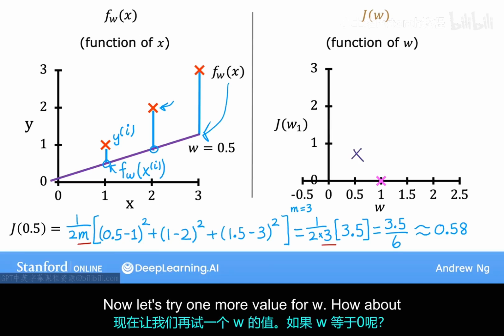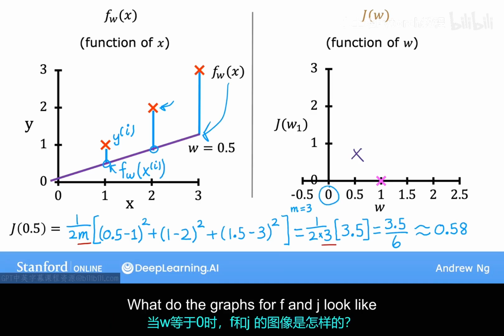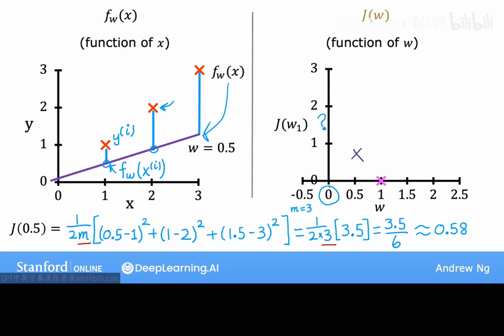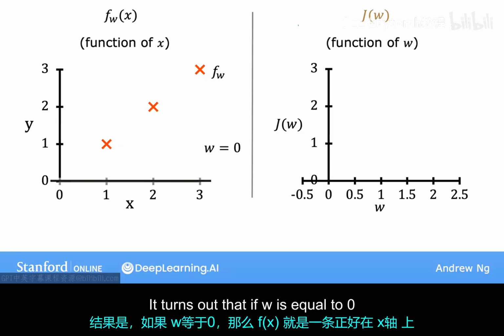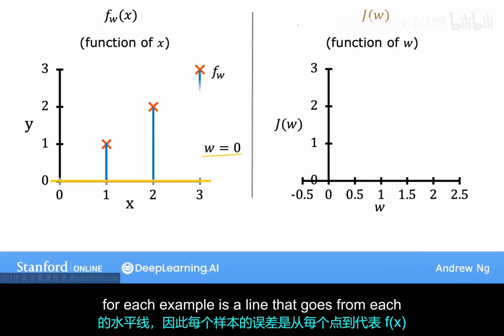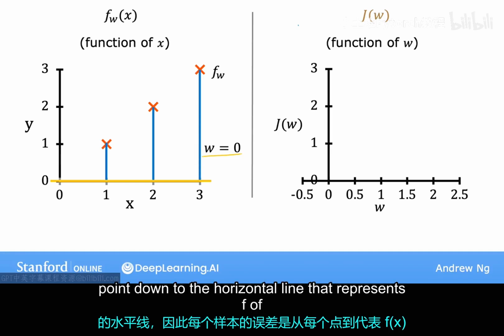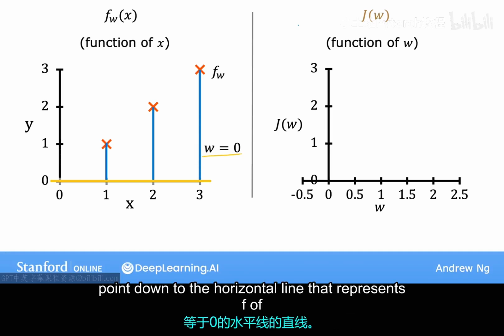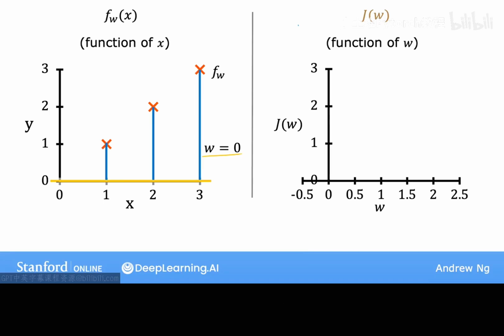Okay? Now let's try one more value for w. How about if w equals 0? What do the graphs for f and J look like when w is equal to 0? It turns out that if w is equal to 0, then f of x is just this horizontal line that is exactly on the x-axis. And so the error for each example is a line that goes from each point down to the horizontal line that represents f of x equals 0.